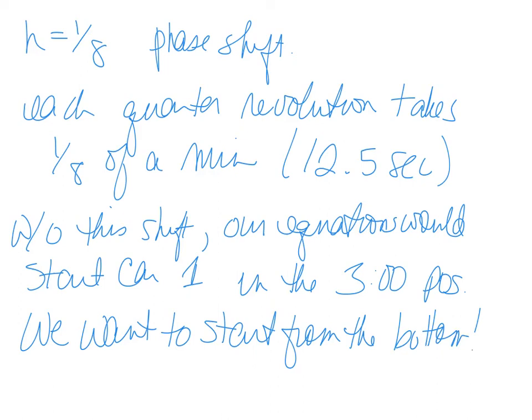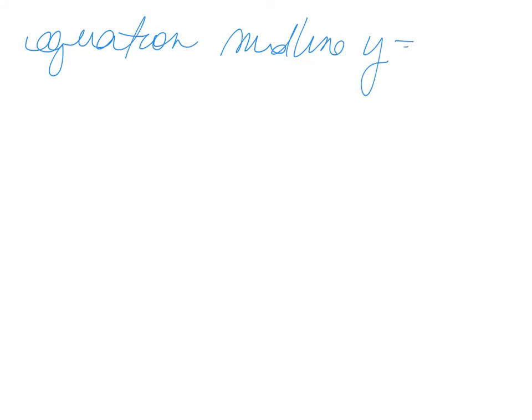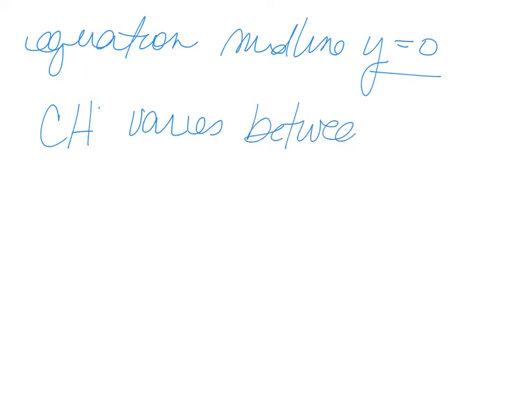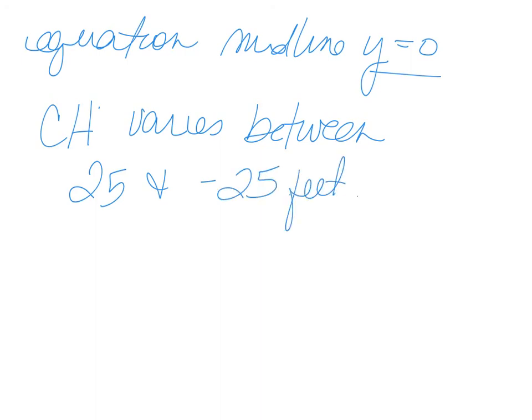And lastly, the equation of the midline is y equals 0. That just means the co-height varies between 25 and negative 25 on the graph. Cool.